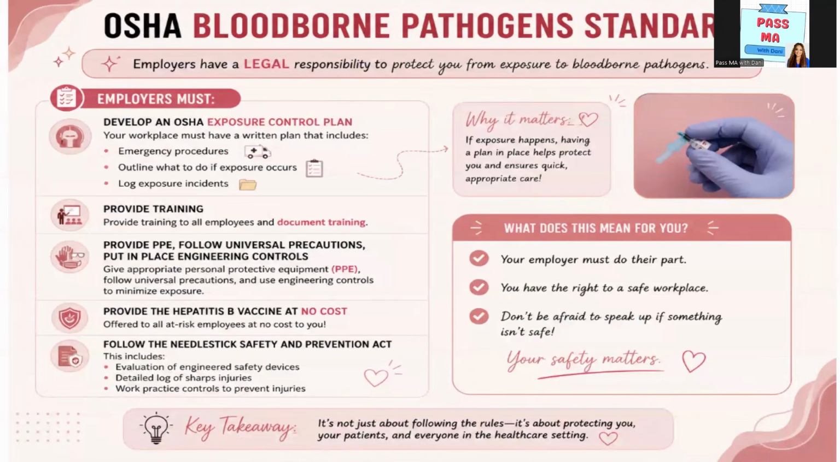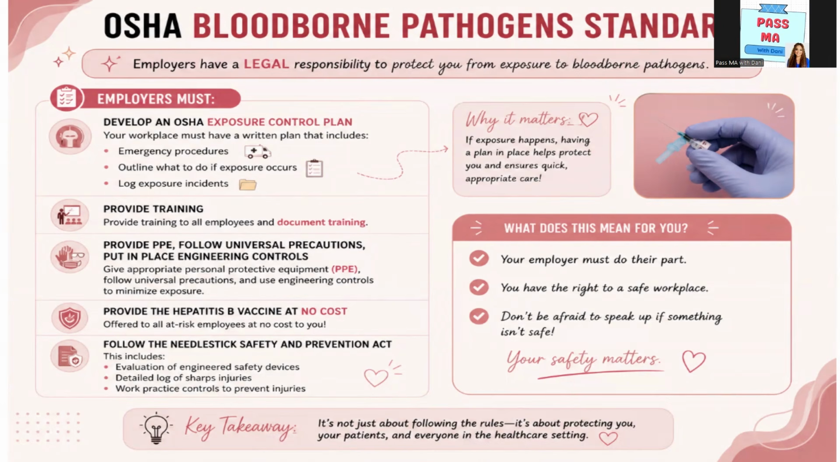Now, we're going to talk about what your employer is responsible for, because safety is not just on you. Your workplace actually has a legal responsibility to protect you from exposure to bloodborne pathogens. This, guys, is not optional. It is required by OSHA. One of the first things they have to do is create something called an exposure control plan. This is basically a written plan that outlines what to do if an exposure happens. It includes emergency procedures, steps to follow, and even keeping a record of any exposure incidents. So if something happens, there's already a system in place.